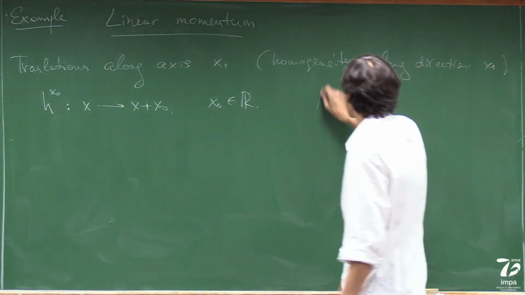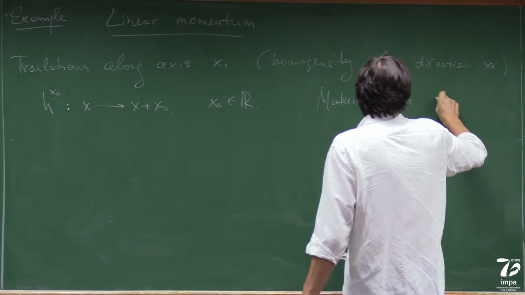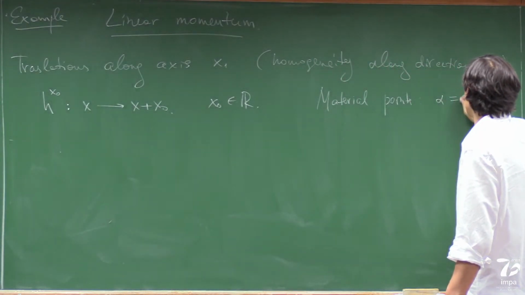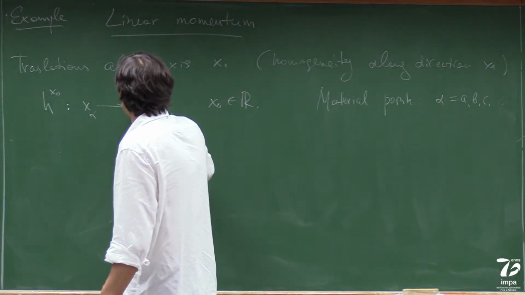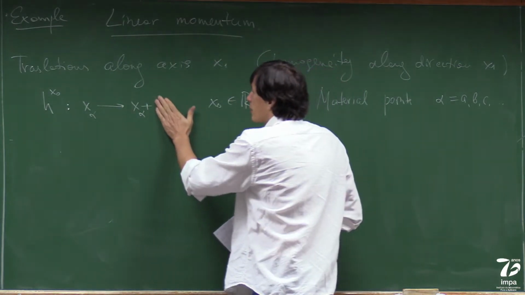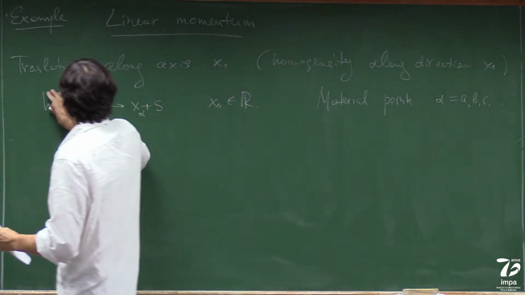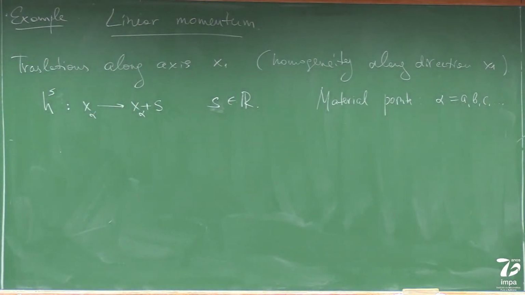So we are ready with the system. So we have material points, which we index with alpha. So it's A, B, C, and so on. And this is, of course, applied to all points, but with the same change x0. So x0 is our s. So this transformation should not change the Lagrangian. So okay, let's compute what this will be.